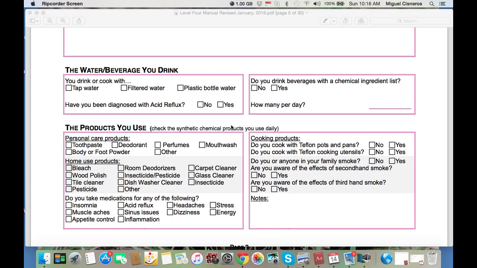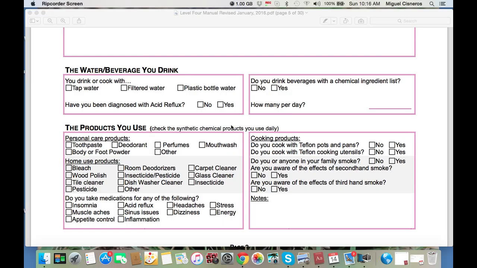Now, have you been diagnosed with acid reflux? Yes or no? Some people have, some people haven't, but many people do have acid reflux. And if they're drinking any sodas, chances are they do have acid reflux. So we cover that area. If you see somebody that drinks soda continuously, if they don't have acid reflux, they will.